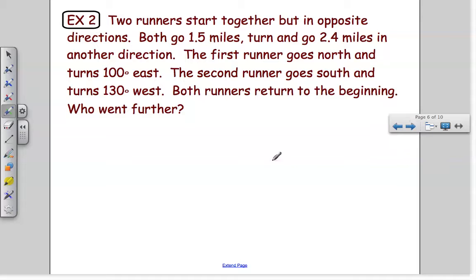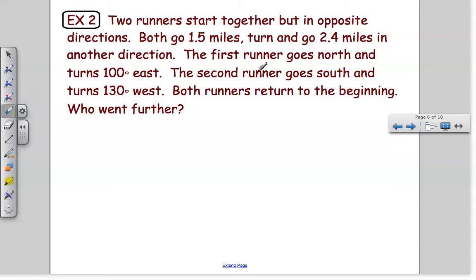Alright, an example here where I get to draw a picture. So I'll read the situation first. We have two runners who start together but in opposite directions. They both go 1.5 miles, turn, and go 2.5 miles in another direction. So they go the same distance to start, they turn, and they go the same distance in the second part.